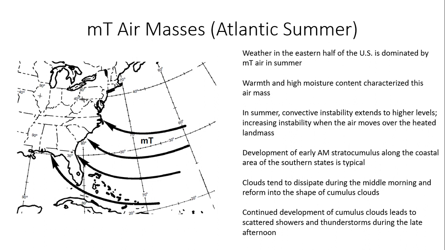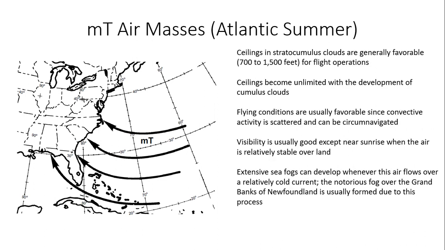So initially in the morning, things are fairly stable. You get development of these early morning stratocumulus or layered clouds along the coastal areas. The clouds tend to dissipate during the middle morning and then reform into the shape of cumulus clouds during the heating of the day. Especially by early afternoon, you'll start noticing the cumulus puffy clouds develop. And the continued development of the cumulus clouds leads to scattered showers and thunderstorms during the late afternoon.